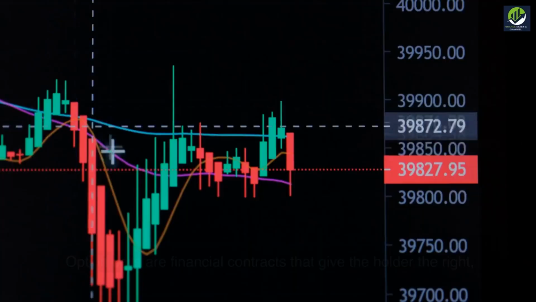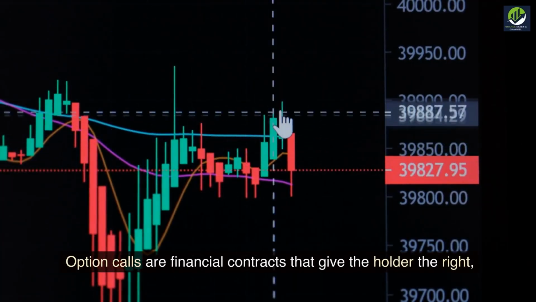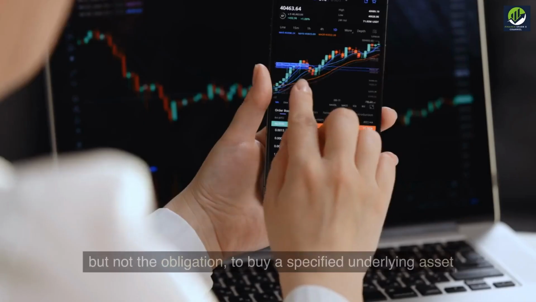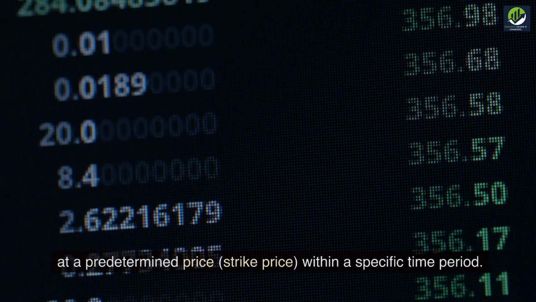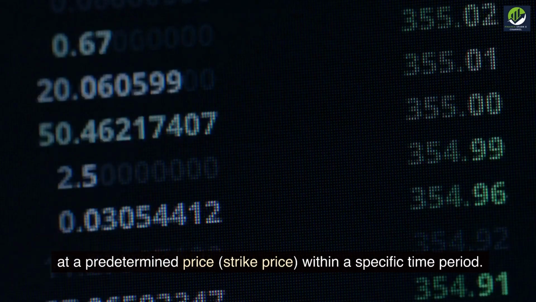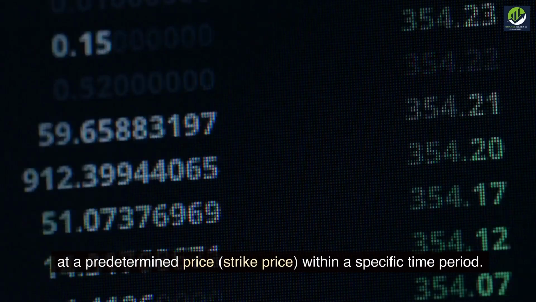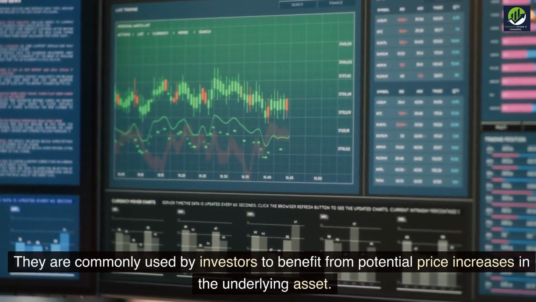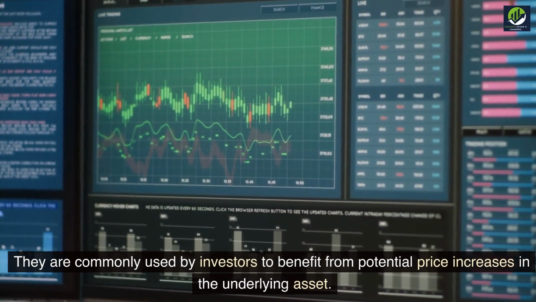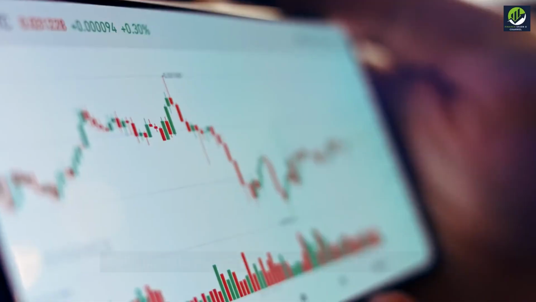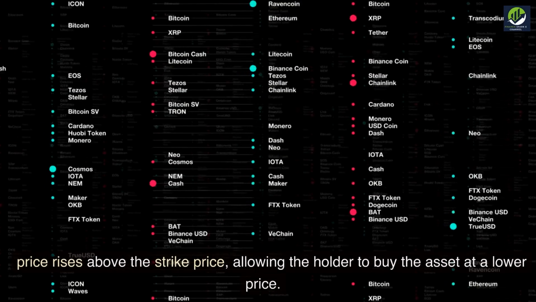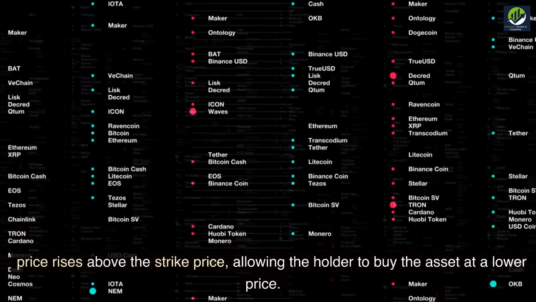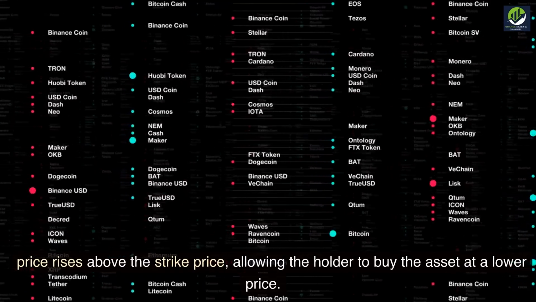Option calls. Option calls are financial contracts that give the holder the right, but not the obligation, to buy a specified underlying asset at a predetermined price, strike price, within a specific time period. They are commonly used by investors to benefit from potential price increases in the underlying asset. Calls provide the opportunity for profit if the asset's price rises above the strike price, allowing the holder to buy the asset at a lower price.